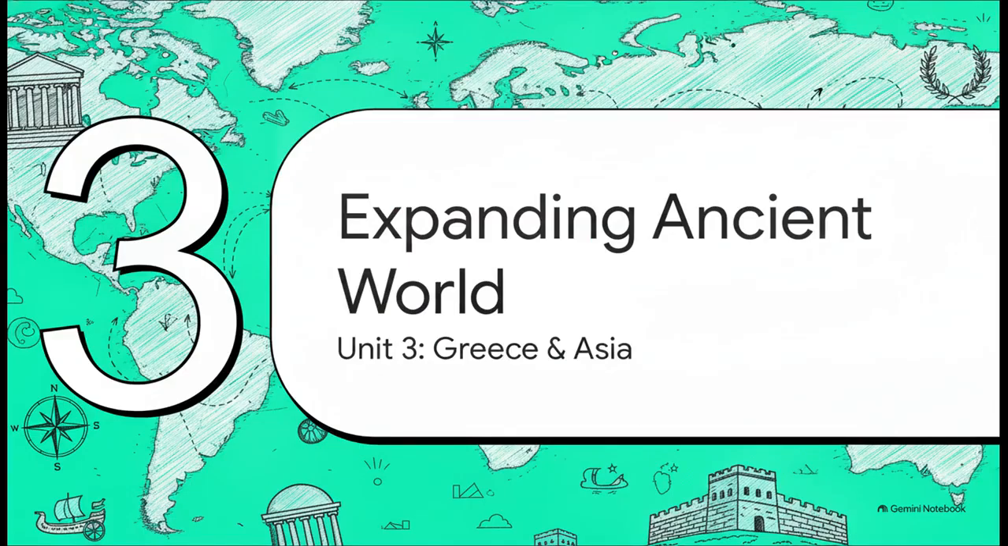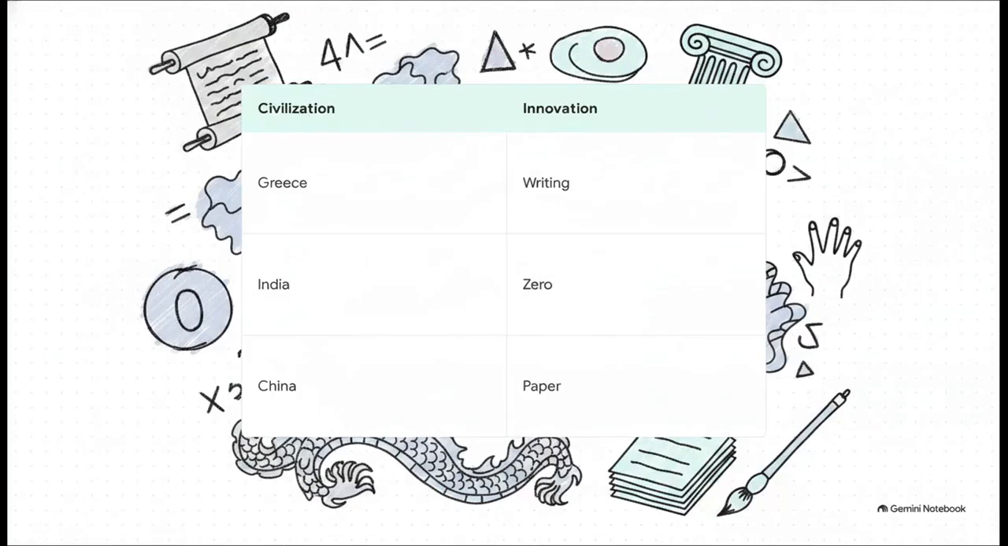Next up is Part 3, Expanding the Ancient World. That's Unit 3, where we look at the Greeks, India, and China. Over the next 10 weeks, the map just explodes in size.